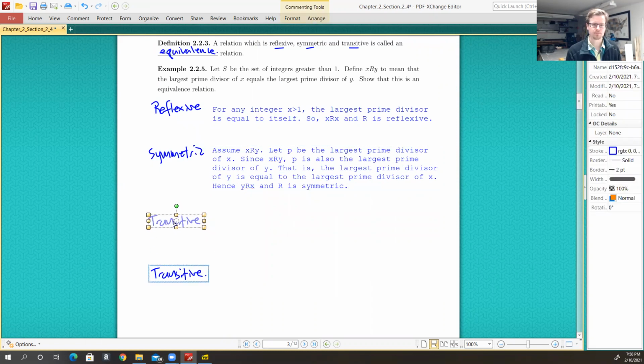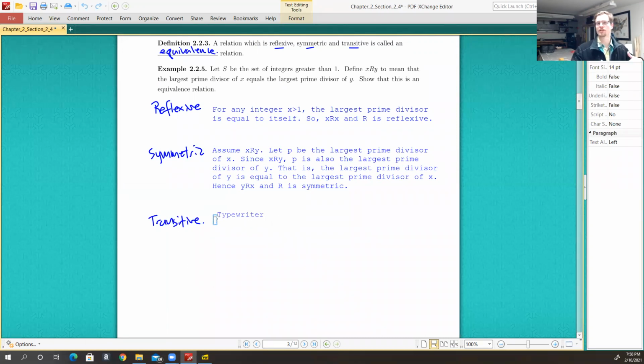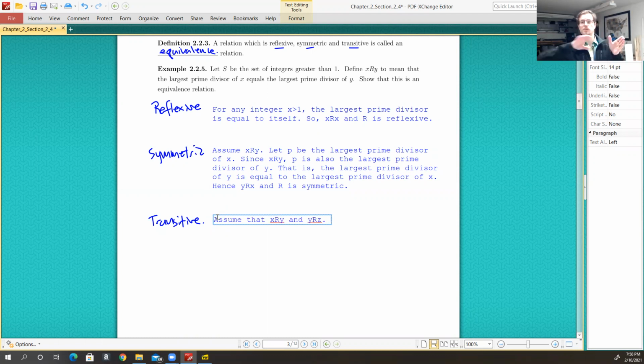Excellent. Now, what about transitive? Well, in order to show transitive, we need to start with x is related to y and y is related to z. So let's assume that x is related to y and y is related to z. And I want to show that whenever this is true, I can skip over the y and have that x is related to z. So that's what we want to do. We want to show that x is related to z. And it's essentially the same thing as showing symmetric for this example.